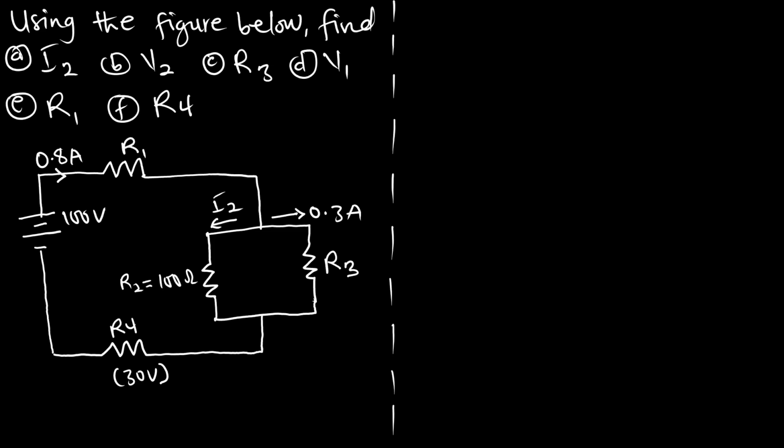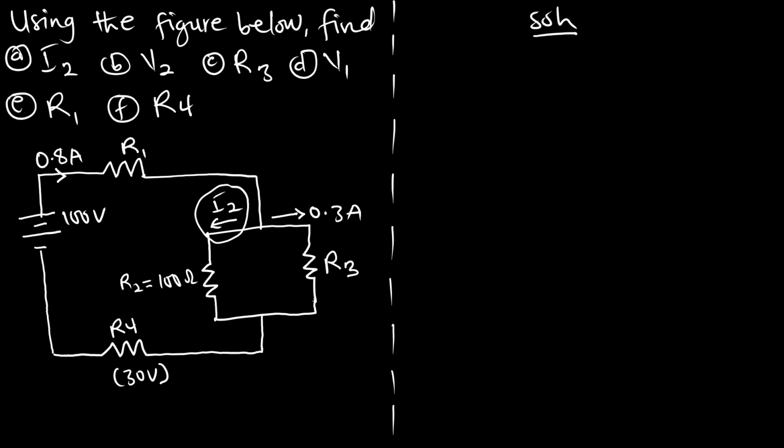So now we are seeing a 0.8 amperes current from the source. So the total current coming out from the source is 0.8 amperes. So let's look at how we can solve the problem. First we have to find I2, and this is our I2. Let's look at it. So solution.